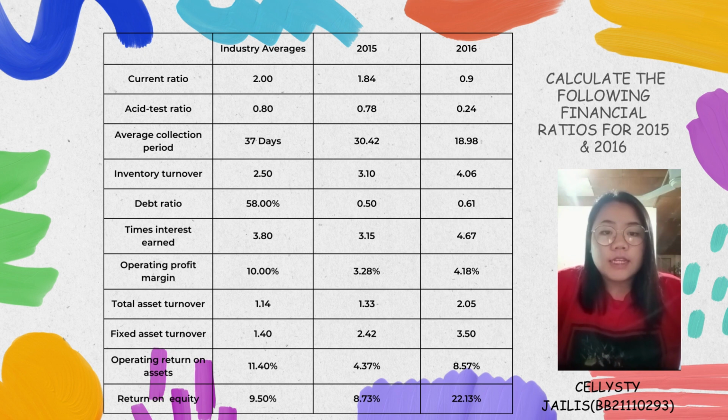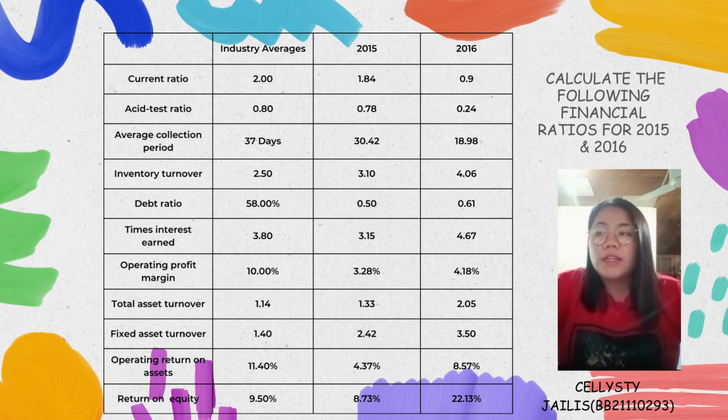The second last ratio is operating return on assets, where the formula is net income divided by total assets, times 100. So for 2015, 6,141 divided by 140,625 times 100. So we got the answer 4.37%, and for 2016, we got the answer 0.57%.